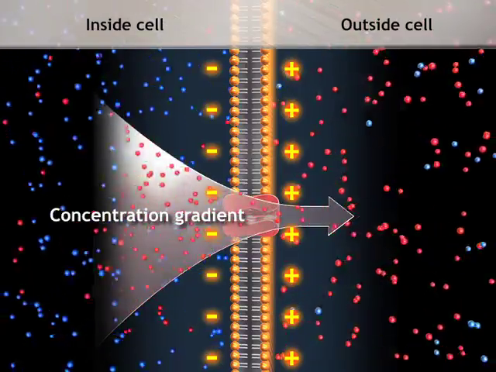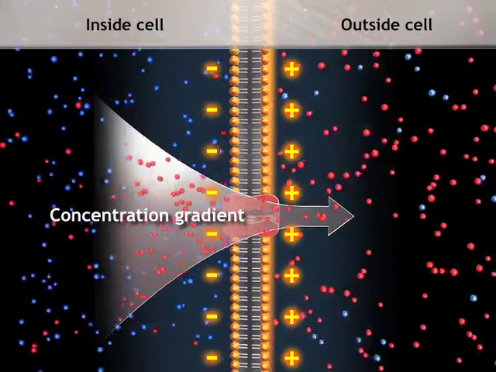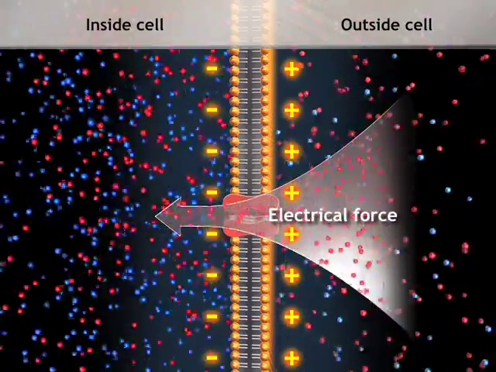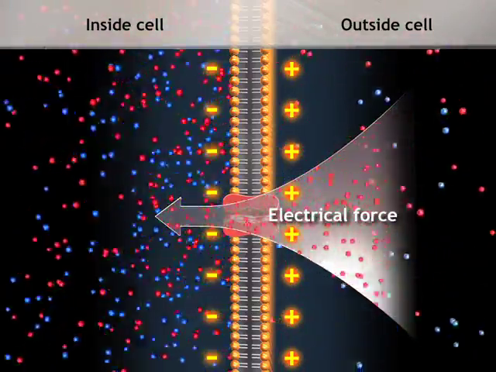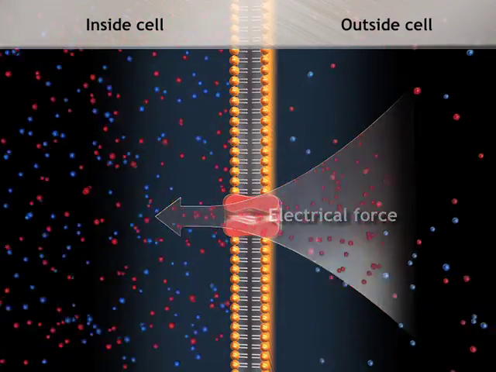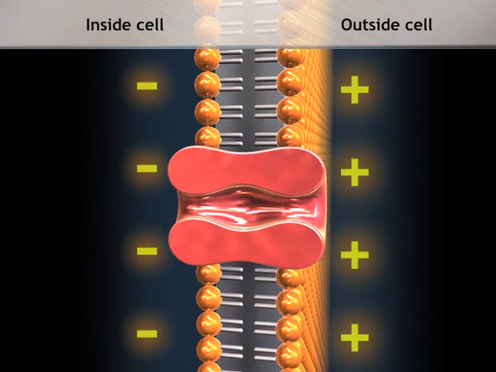At first, diffusion is the dominant force moving the potassium ions across the membrane, but as the inside fluid becomes more negative, the negative electrical force pulls the positively charged potassium ions back through the potassium channel into the cell. Eventually, the electrical force pulling potassium ions into the cell exactly counterbalances the force of diffusion pushing them out.